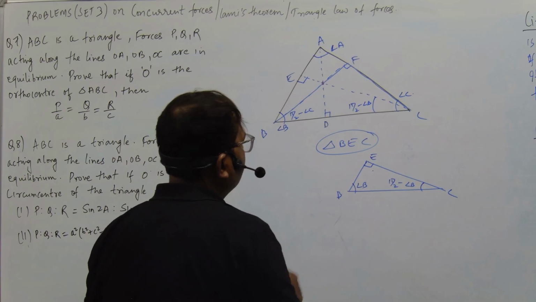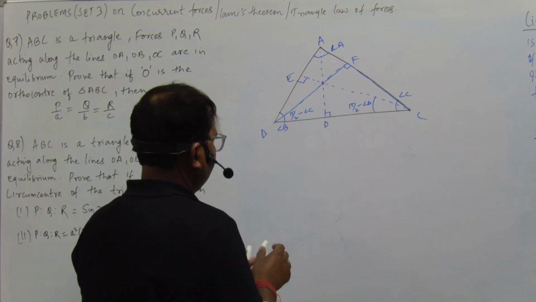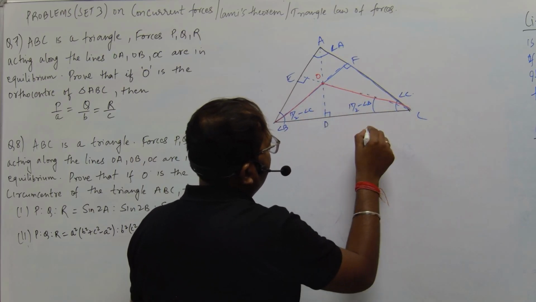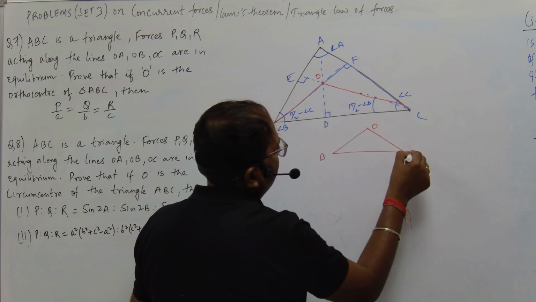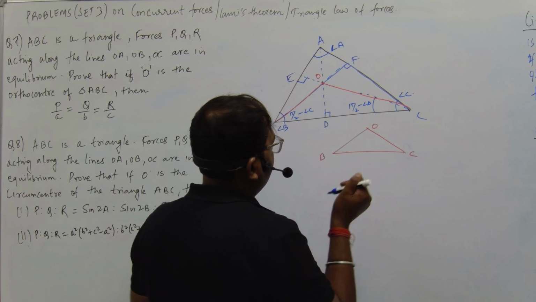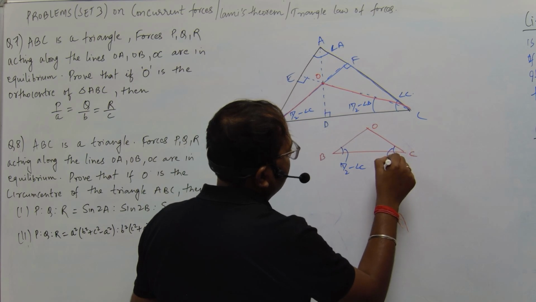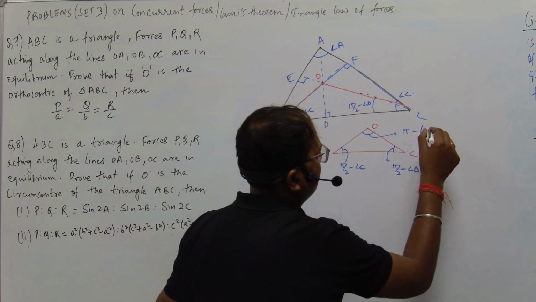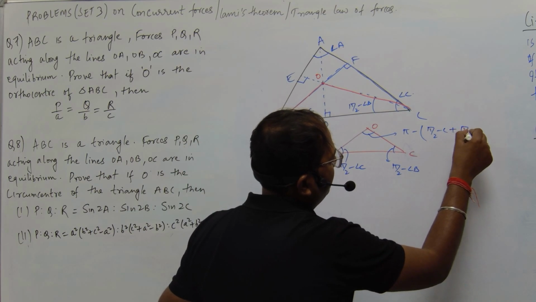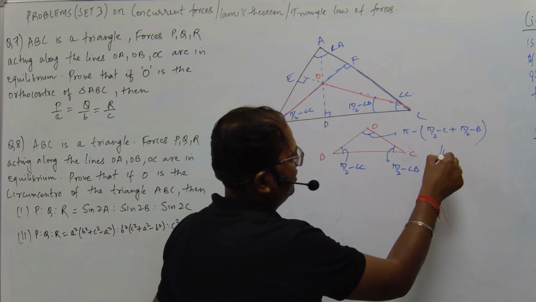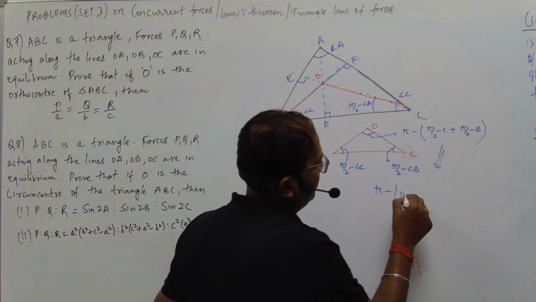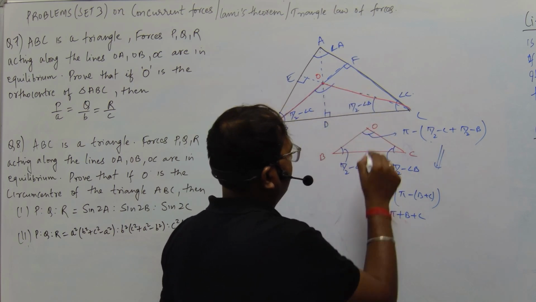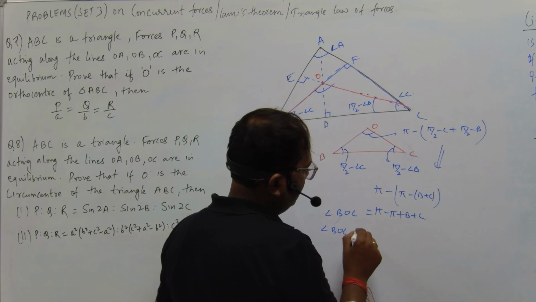Now let us consider triangle BOC, where this is B, this is O, and this is C. This angle is pi by 2 minus angle C, and this is pi by 2 minus angle B. So the remaining angle is pi minus the sum of these two angles: pi minus (pi by 2 minus C plus pi by 2 minus B), which is equal to pi minus pi plus B plus C. So angle BOC is equal to B plus C.